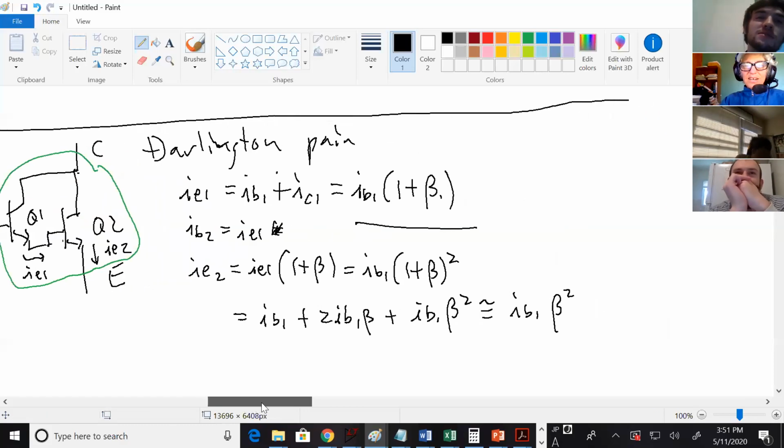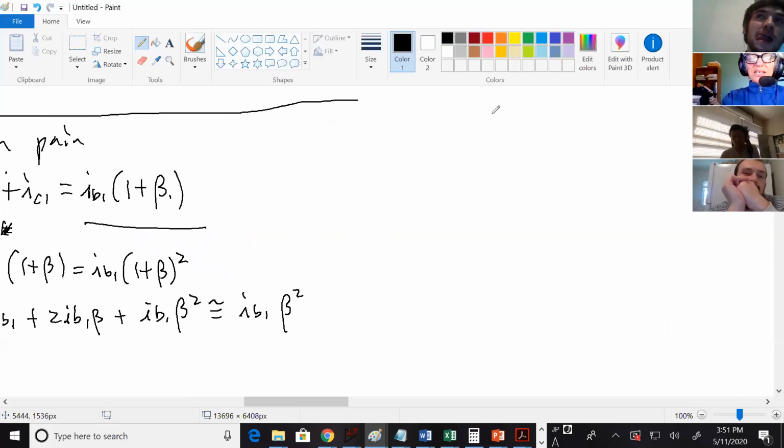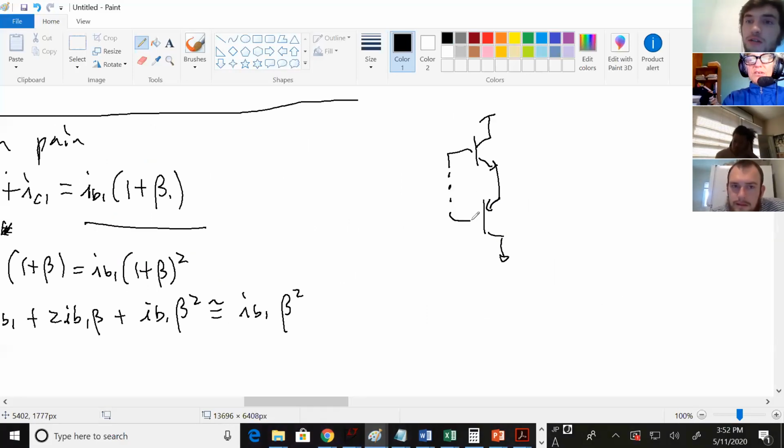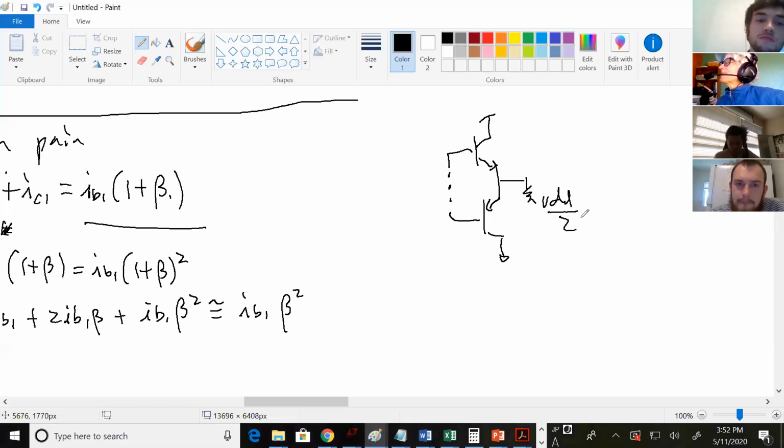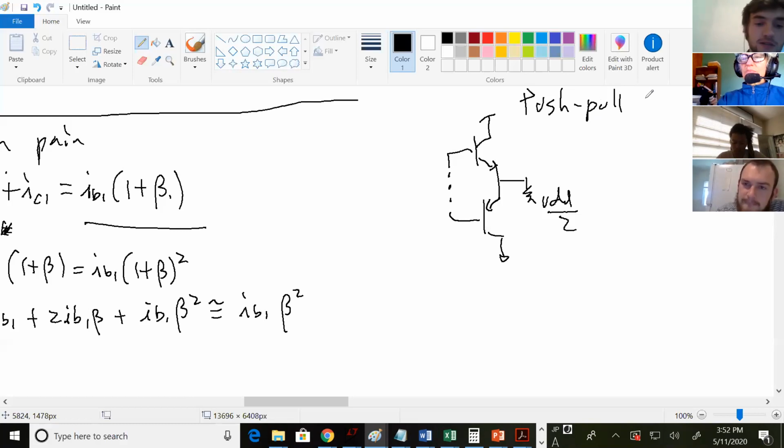Okay, so let's look at this. I think many of you have already seen this. In lab, you should have done this circuit. I'll just put dot, dot, dot here. Do you remember this circuit? Remember what it's called? Inverting BJT inverter. It's got the NPN on top and the PNP on the bottom. A push-pull. Push-pull. So this is a push-pull output stage.